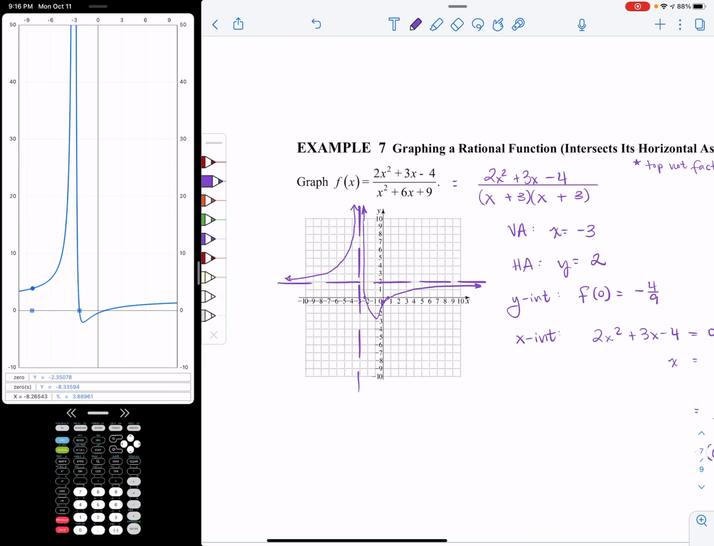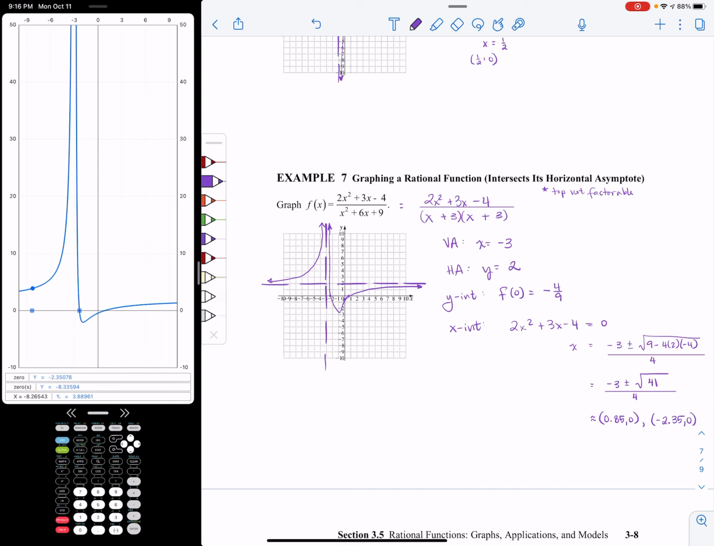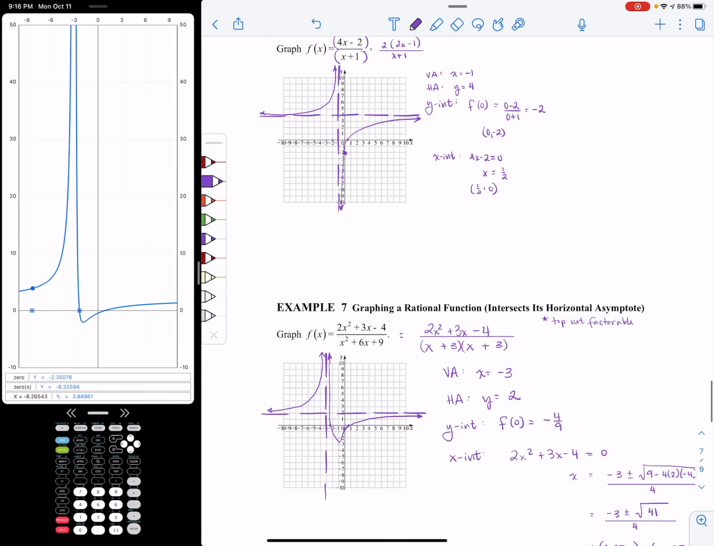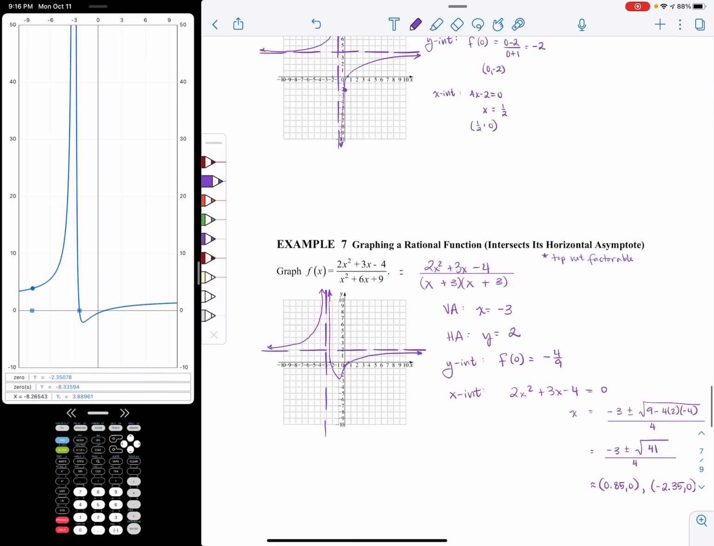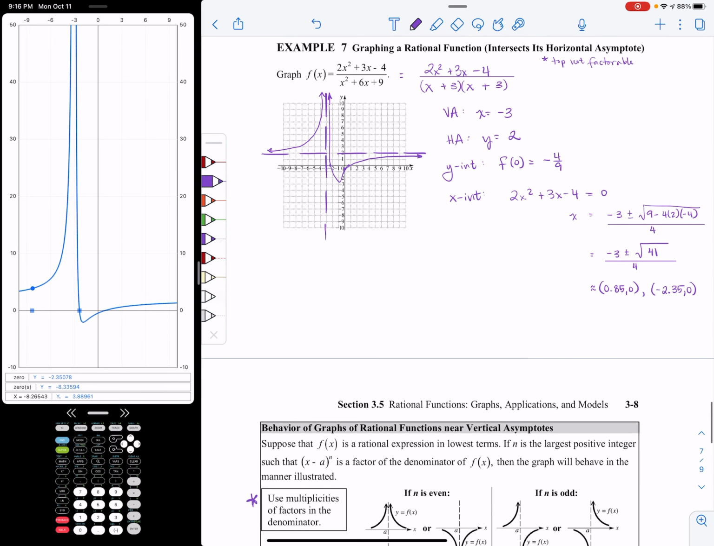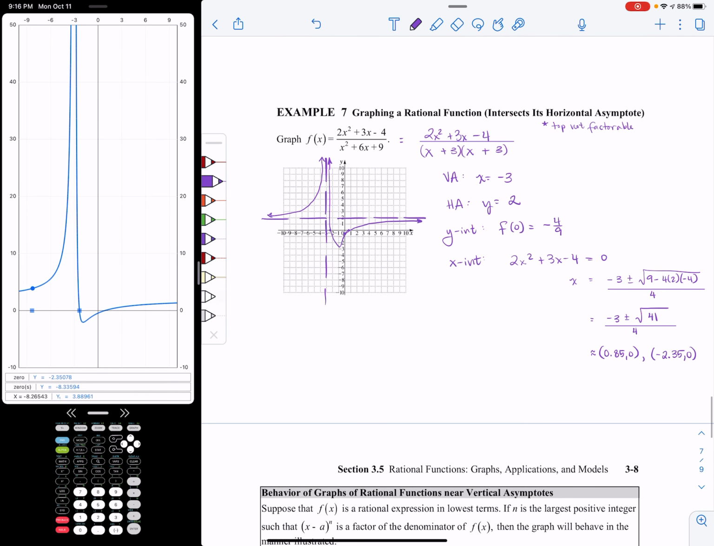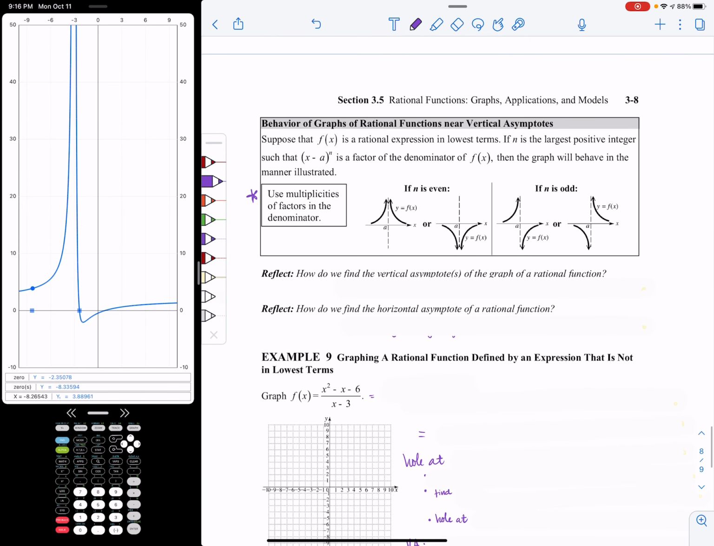Okay, so that one's kind of a little bit funky. We haven't seen one like that. Notice, though, that I did cross over the horizontal asymptote. I did that in example 7, and I also did that in example 5, but you'll never cross over a vertical asymptote. Now, I mentioned that this one had a multiplicity of 2 on bottom, and so I want to talk about how does that affect the graph.